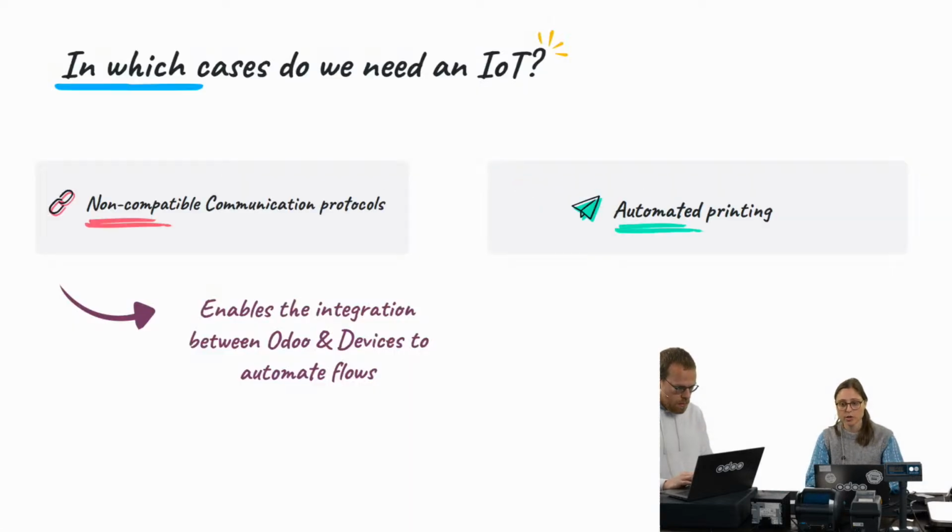So when is the IoT required? Like we said, when the communication protocols are not compatible and when you want to automate printing. And maybe we can actually add a third case here. It's about having the integration plug and play. Like we said with the kiosk, it's really about that, and it makes your connection much easier.